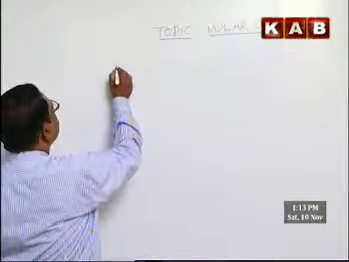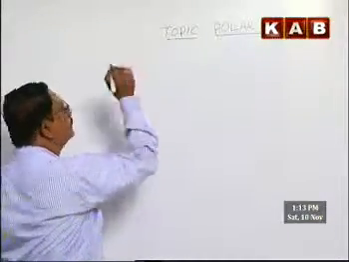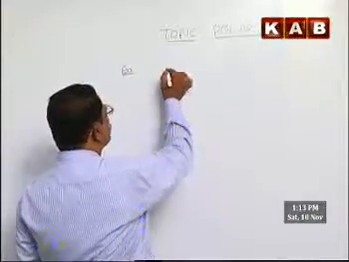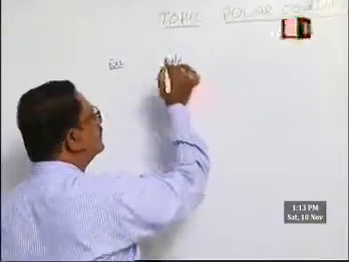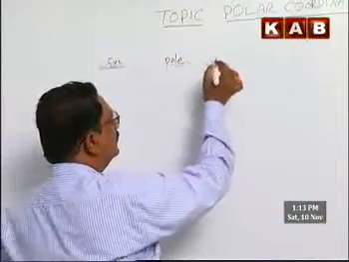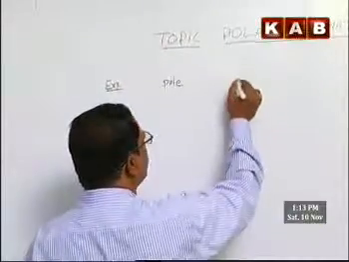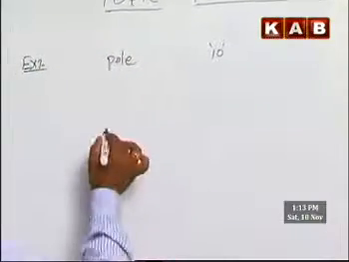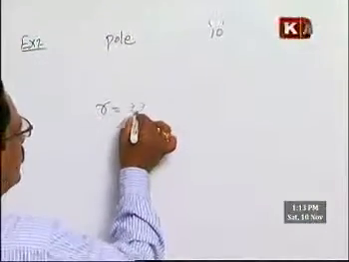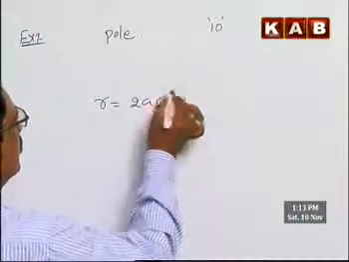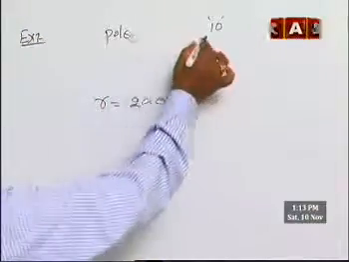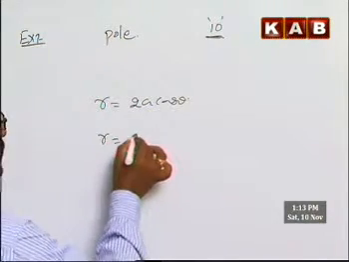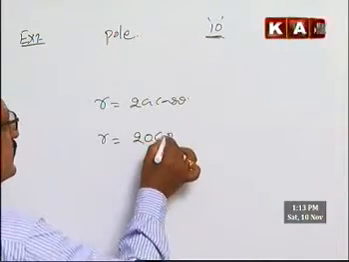Example. Now find the equation of the circle passing through pole, and its center lies on the polar axis and radius 10 units. What is the formula? r equals to 2A cos theta. Now given radius of the circle A equals to 10, then the required equation of the circle is r equals to 20 cos theta.